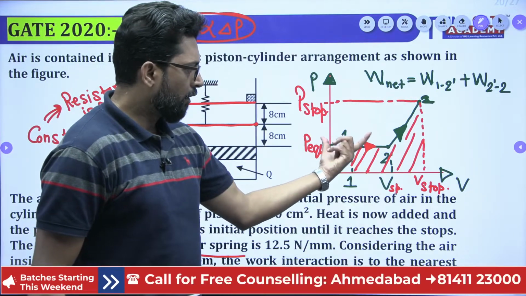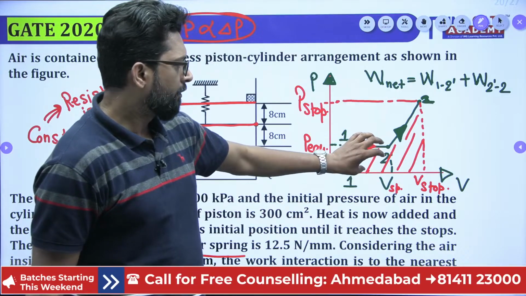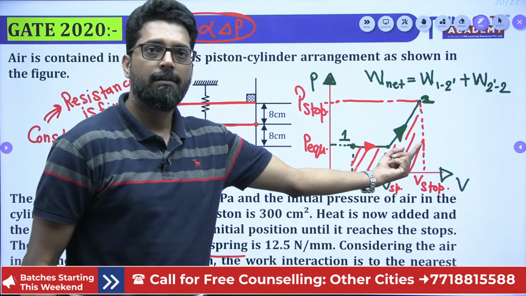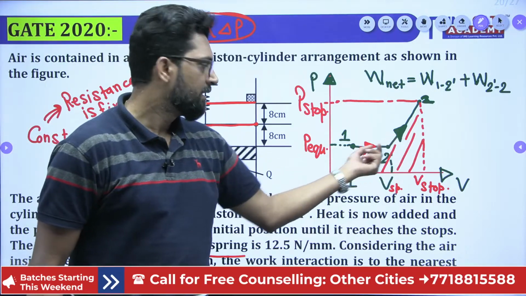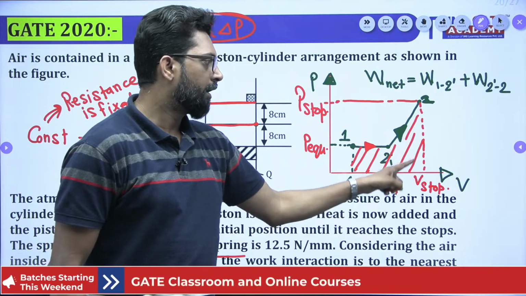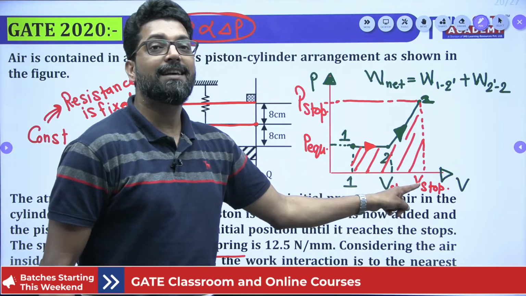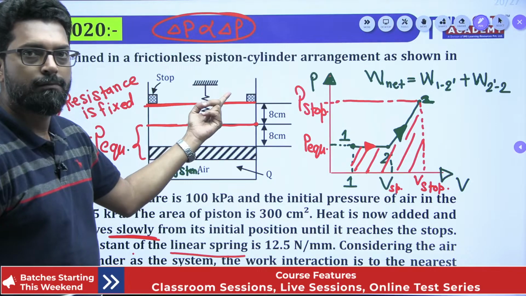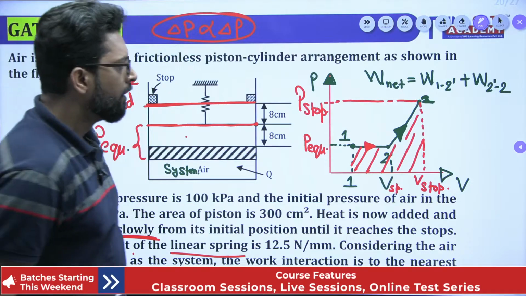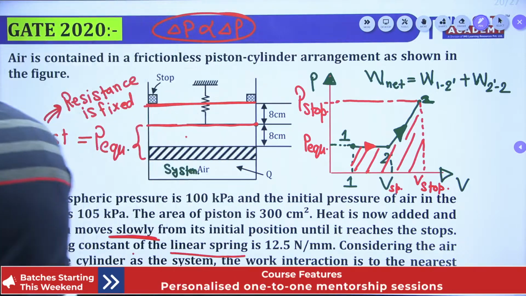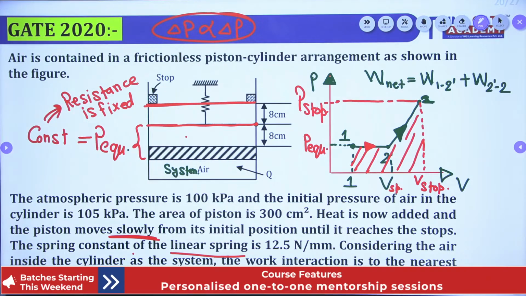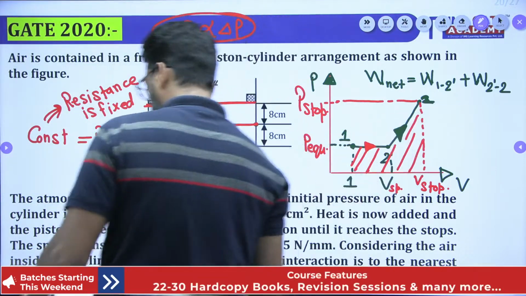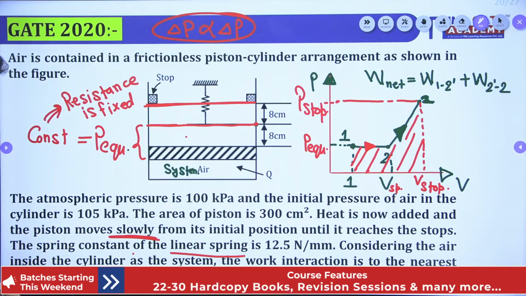So if you find the work, simply you find the area, this area plus this area. If you find the area, you have to find the stop volume. Also you find the stop volume. Okay, so this is our next target. So we have to find it, no problem. So from 1 to 2 dash and 2 dash to 2, okay.